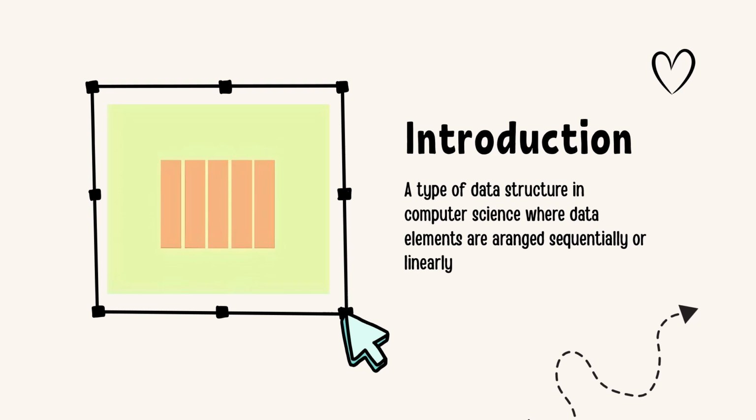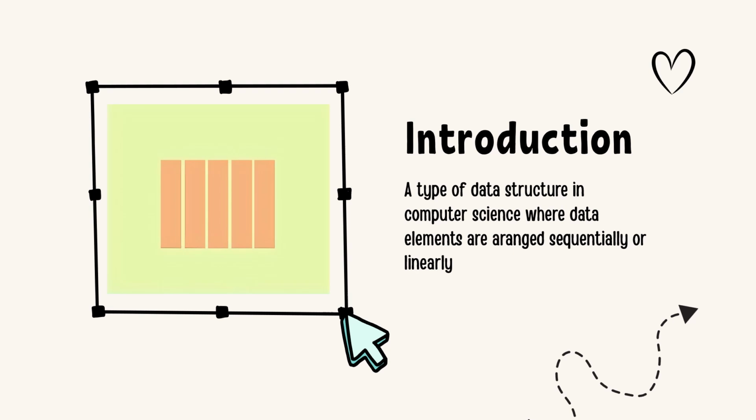When we talk about characteristics of linear data structure, we can mention sequential organization. It means in linear data structures, data elements are arranged sequentially, one after the other. Each element has a unique predecessor and a unique successor.